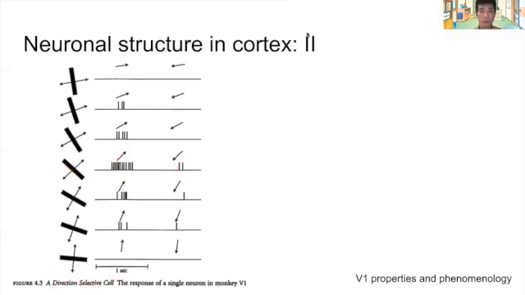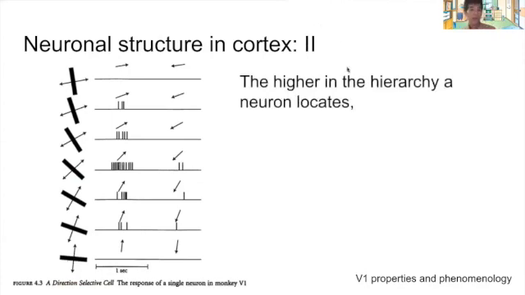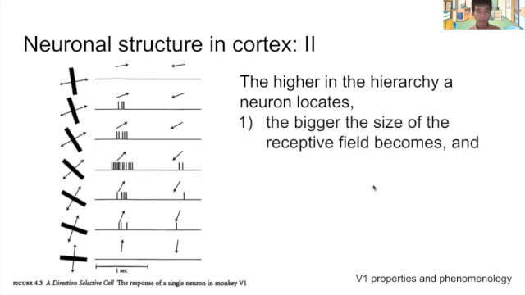Okay, so the higher the hierarchy a neuron locates in the area of the brain, it tends to have a bigger size of the receptive field, and that's because of this convergence property of the neurons. Any given neuron tends to have input from thousands of neurons, each representing a different spatial location. So V1 neurons tend to have a bigger receptive field compared to LGN or retinal ganglion cells, V2 has a slightly bigger one, V4 even bigger, and IT is much bigger, and we'll come to that. That's related to the concept of attention, as you will see.